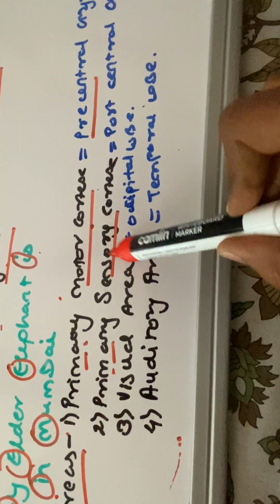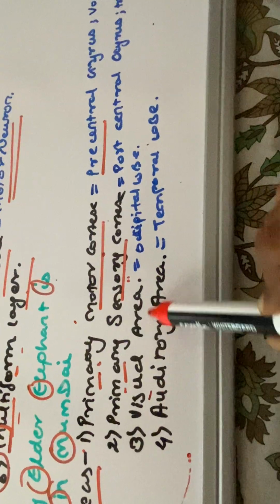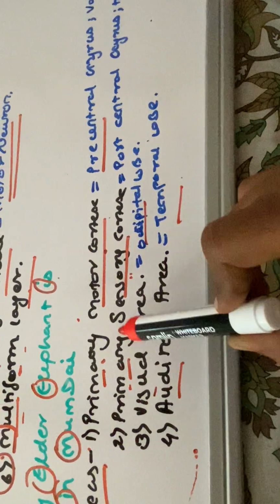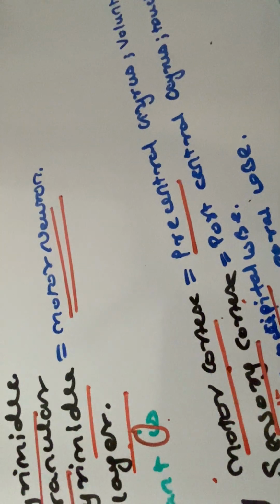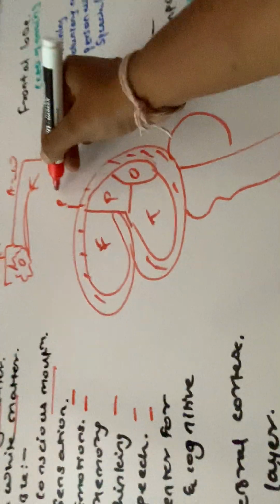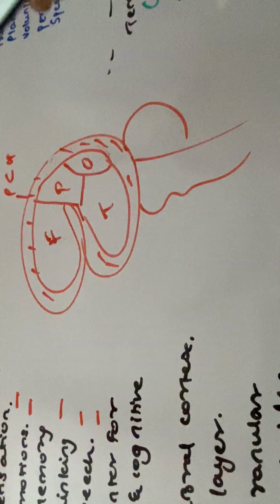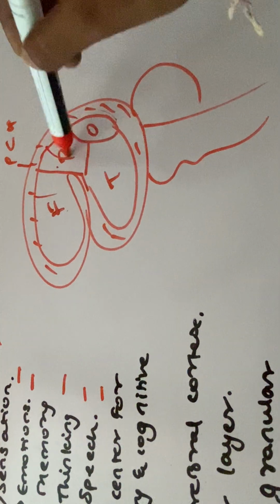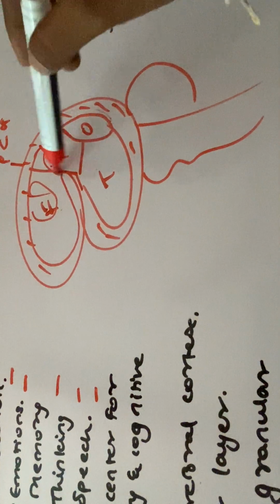Primary sensory cortex is the parietal lobe. Okay, then visual area is the occipital, auditory area is the temporal. Primary sensory cortex has pain, touch, temperature. So here is pre-central gyri, okay, and here is post-central gyri. So here is the frontal lobe, here is the parietal lobe.